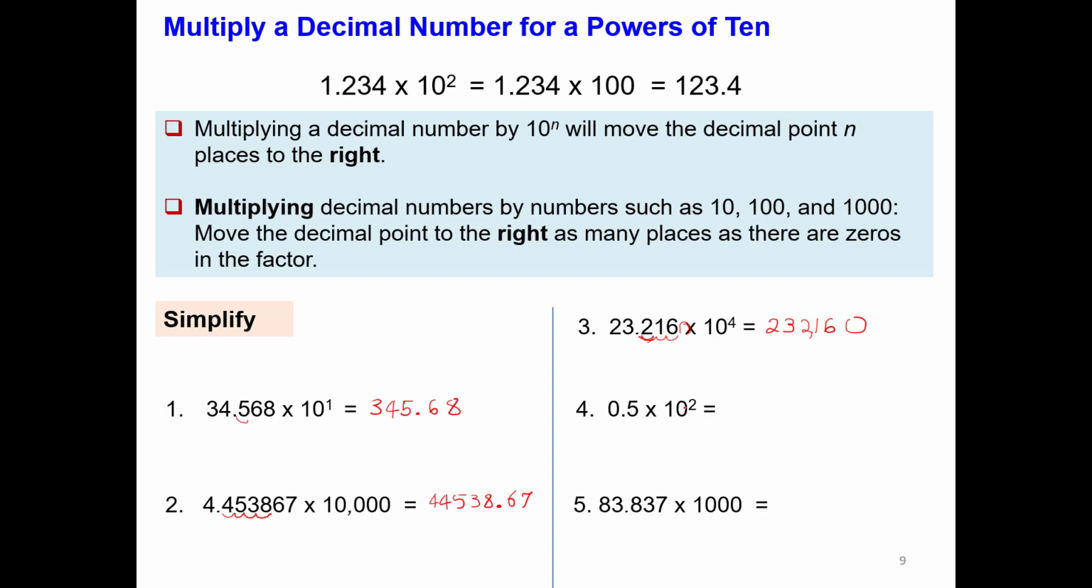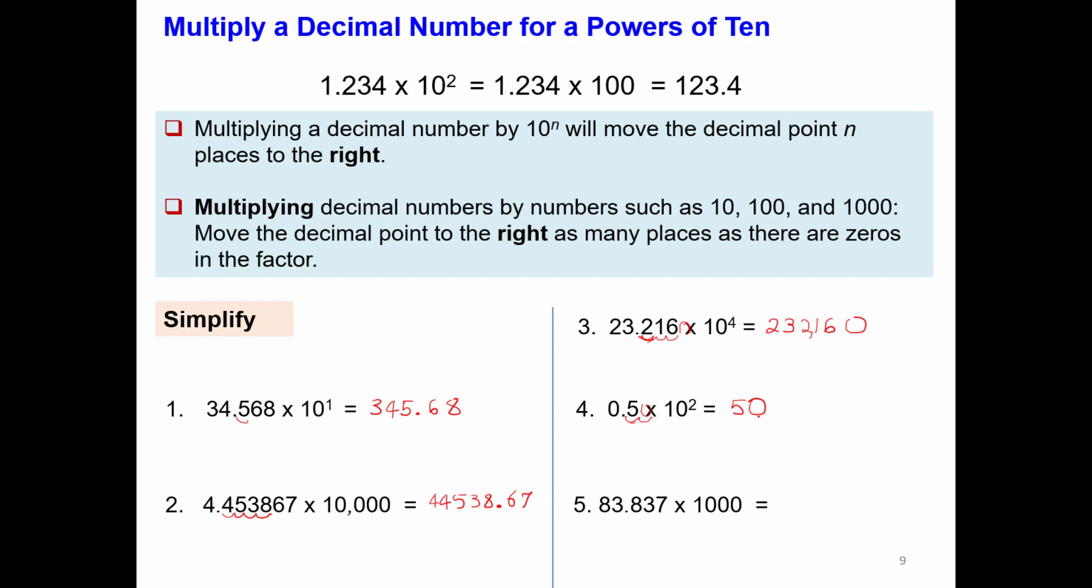And the next one is a similar case. Yes, we need to move 2 places. And what happened is we can move 1. There are no more numbers. What to do? Just add 0, to move 2 places. It's 1, 2. Then the answer is 50.